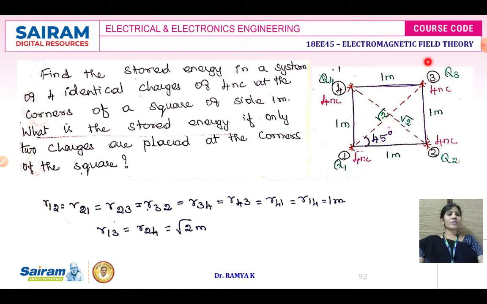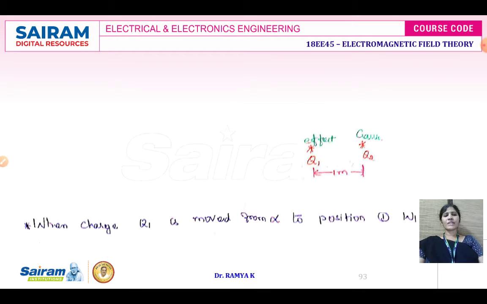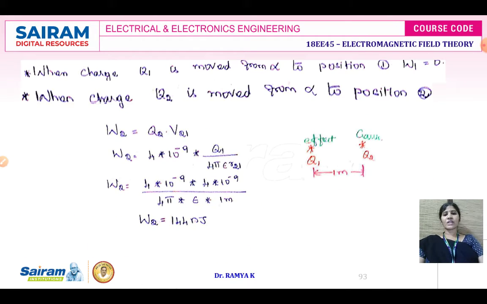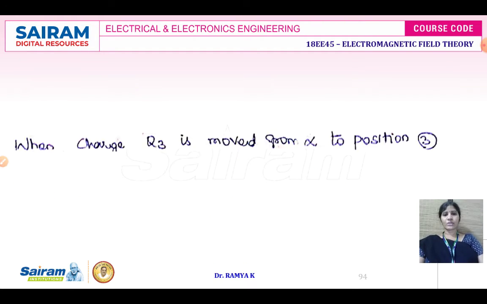Similarly, when you bring charge Q3 from infinity to the point under consideration, at that moment you will get the field due to Q1 and Q2. Therefore, W3 is equal to Q3 into Q1 divided by 4 pi epsilon R31 plus Q3 into Q2 divided by 4 pi epsilon R32. Likewise, we need to identify the value of the charge as shown over here. When you identify, W2 is going to be 144 nanojoules.